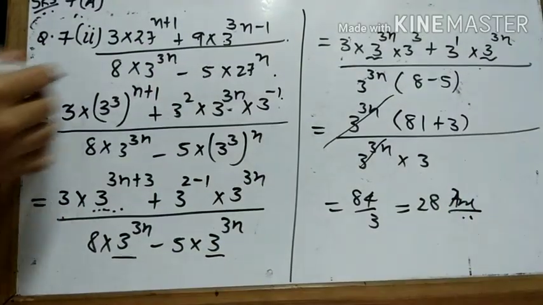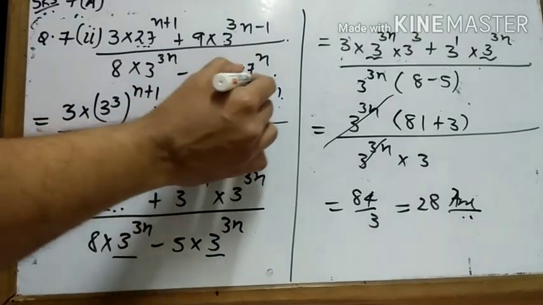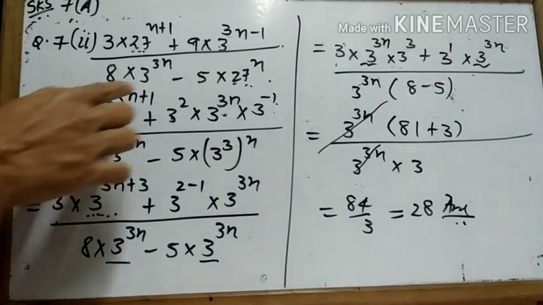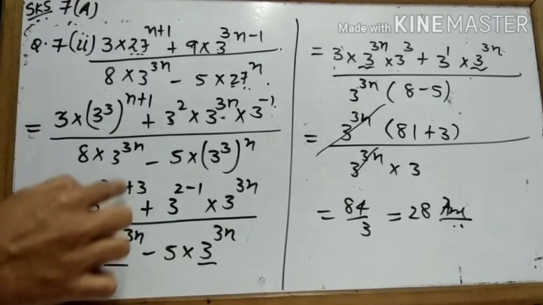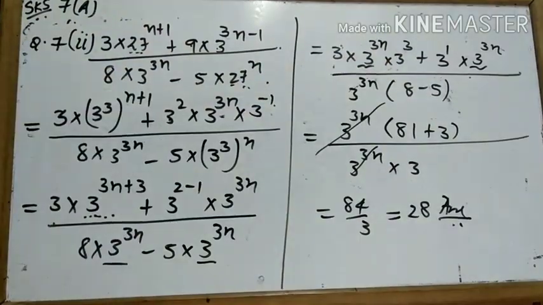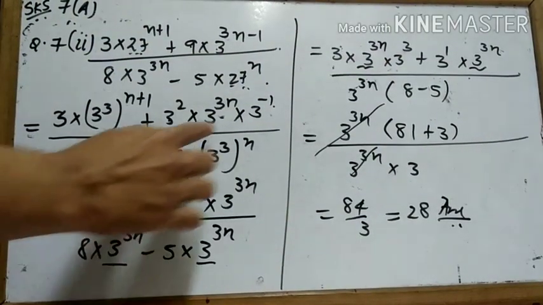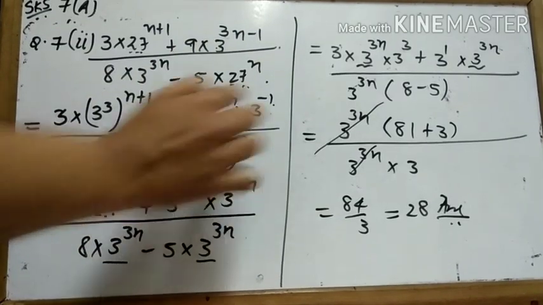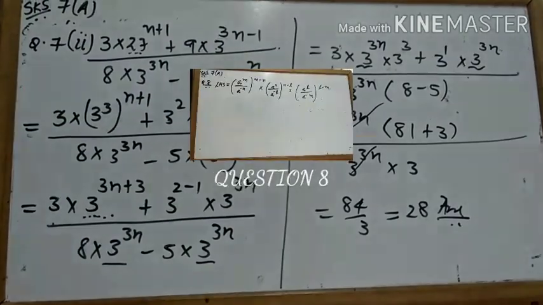Key point 1, convert this 27 and this 27 as 3 raised to 3. As well, you need to know how this split up takes place, how 3n plus 3 has been split up as 3 raised to 3n into 3 raised to 3. Same split up took place over here. 3 raised to 3n minus 1 is 3 raised to 3n into 3 raised to negative 1.